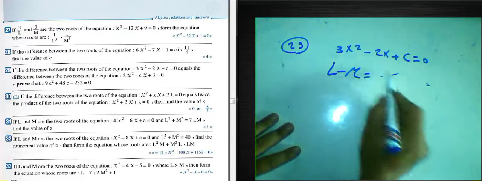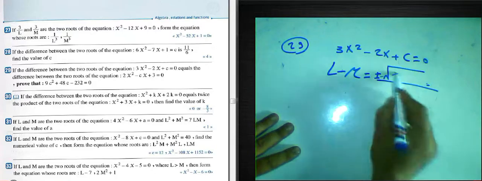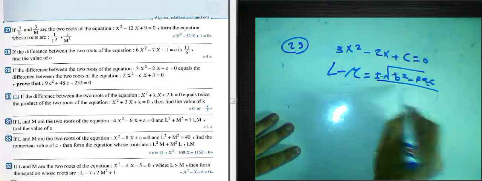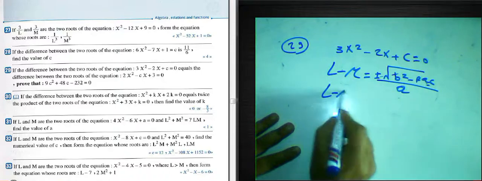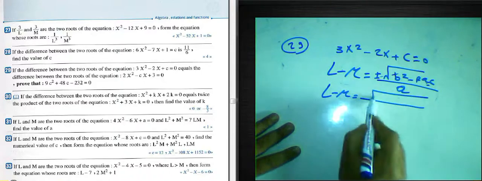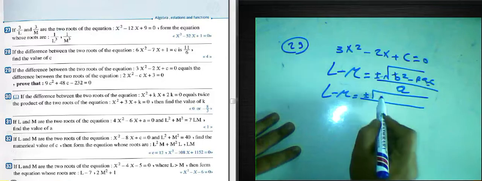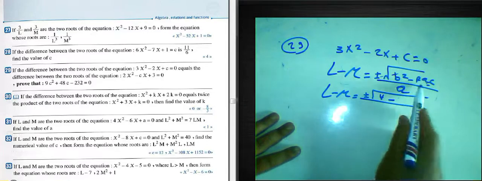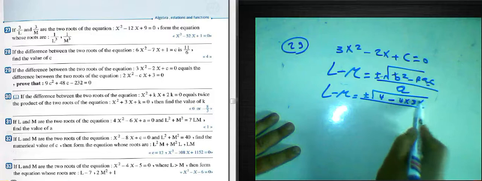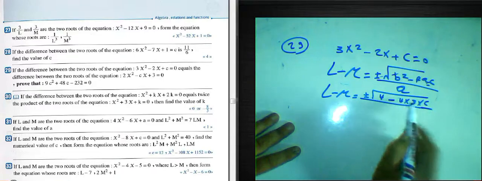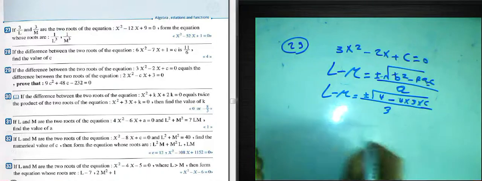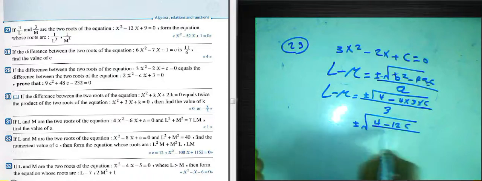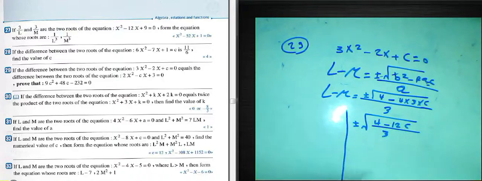So L minus M here, we know it is root of b squared subtract 4ac over a. So L minus M equals positive or negative root of b squared, b is negative 2, so negative 2 squared equals 4, minus 4 multiply 3 multiply c, over 3. So the result will be positive or negative root of 4 minus 12c over 3. It's about the first. Okay, and what about the second?